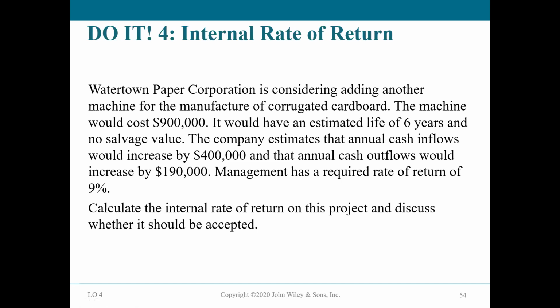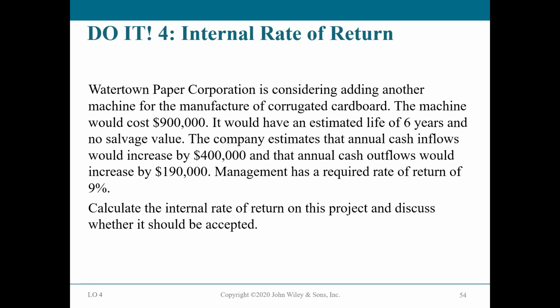All right, Watertown Paper Corporation is considering adding another machine for the corrugated cardboard. The machine would cost $900. Estimated life is 6 years, no salvage. Annual cash inflows of $400, outflows of $190. Required rate of return of 9%. Let's calculate the internal rate of return on this project and discuss whether it should be accepted or not.